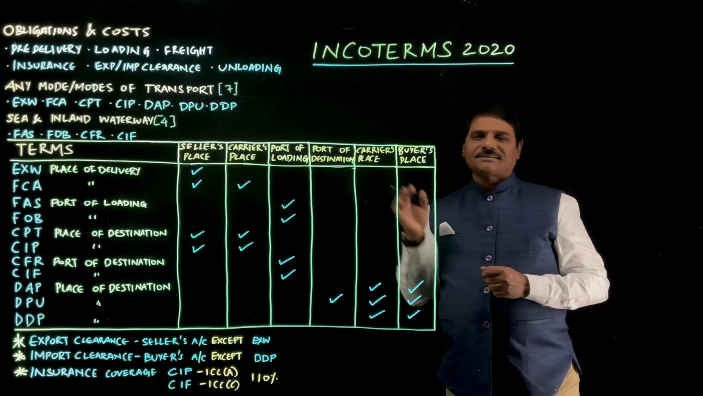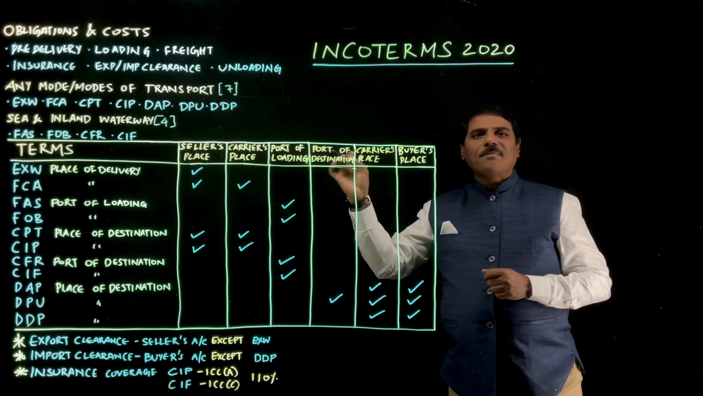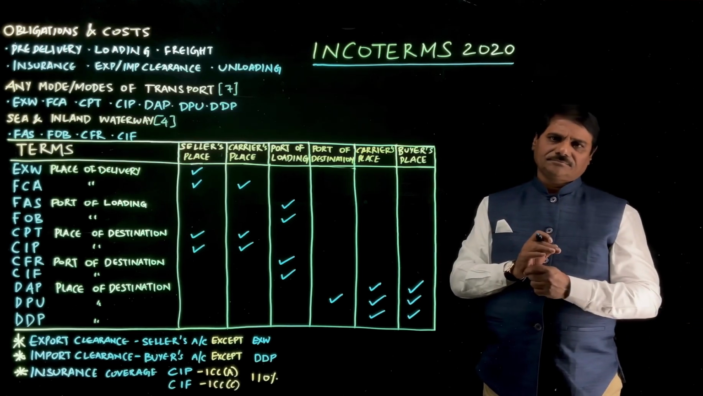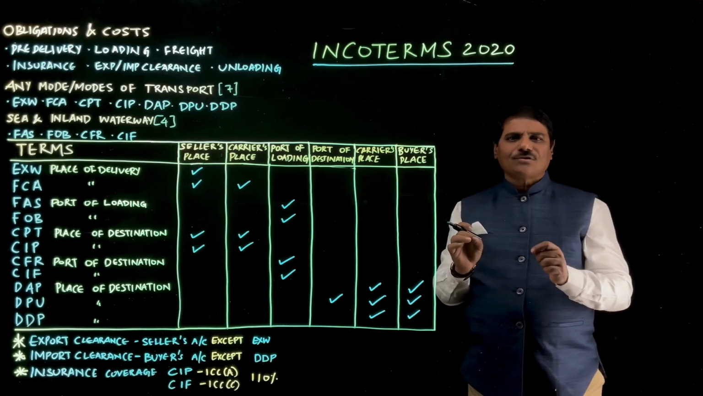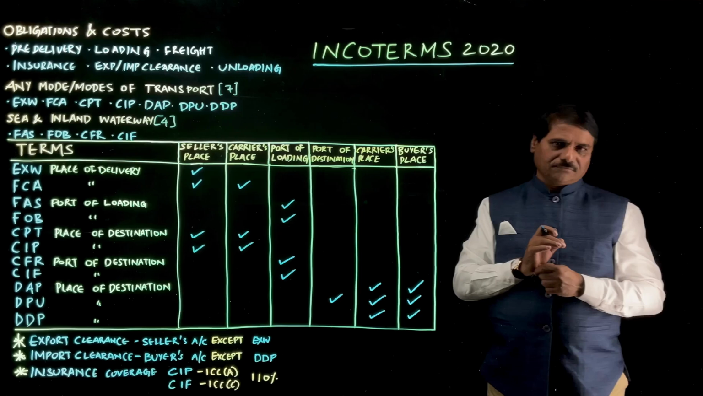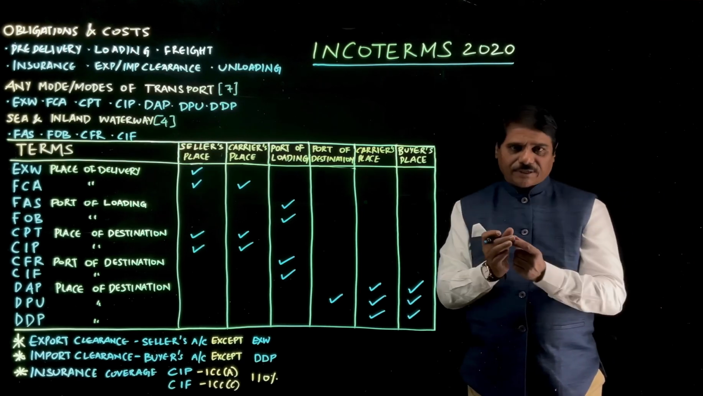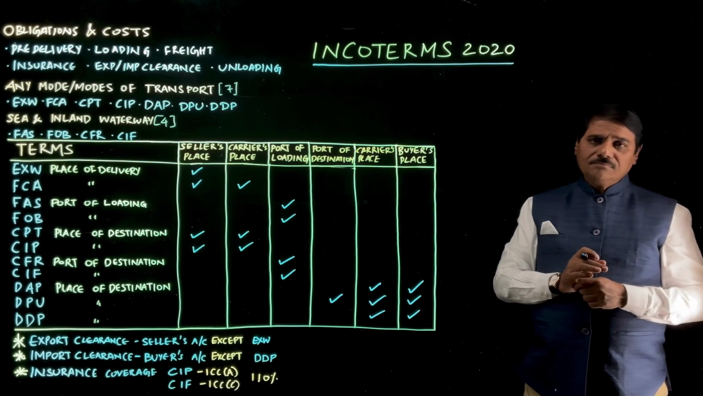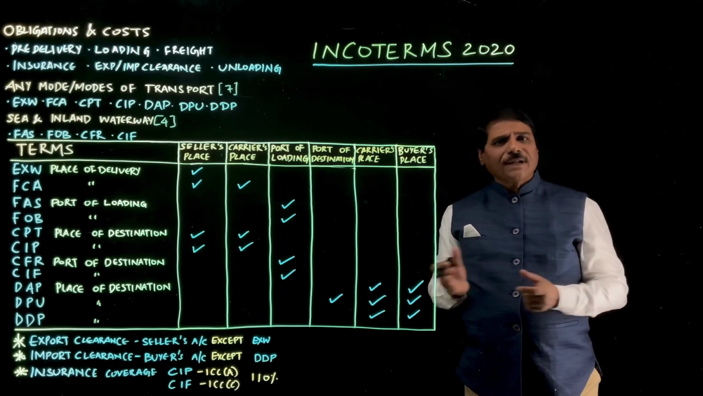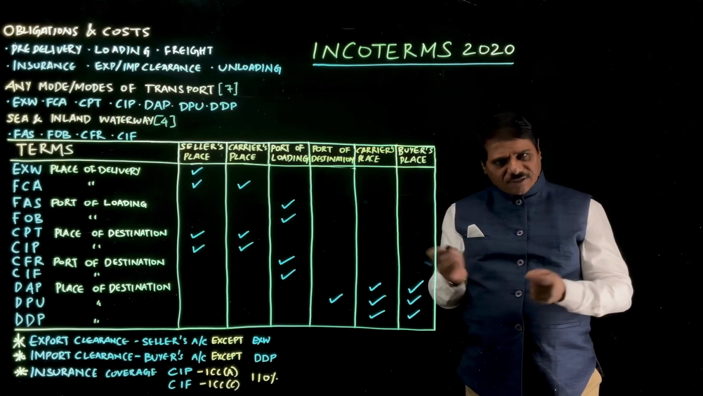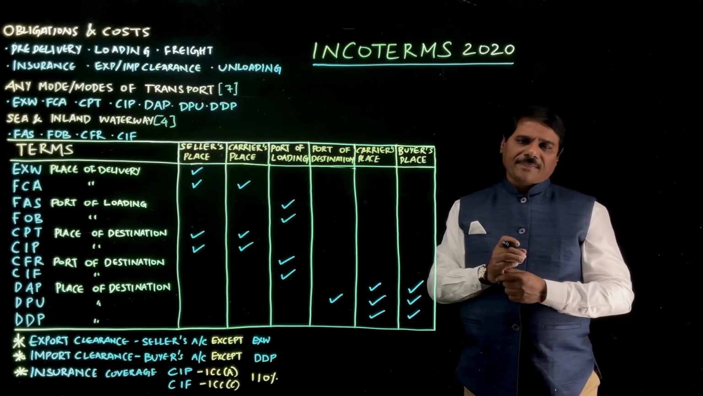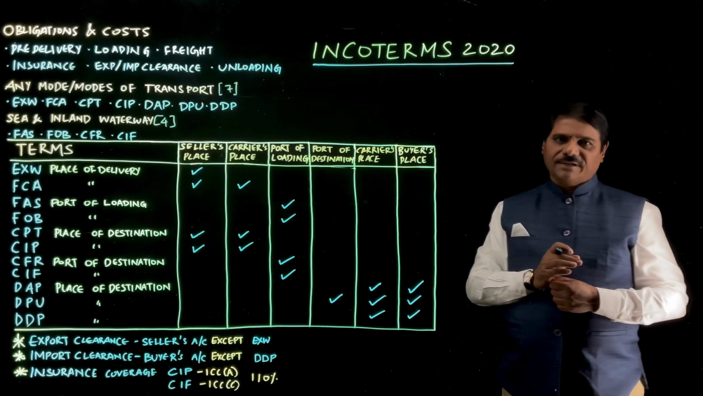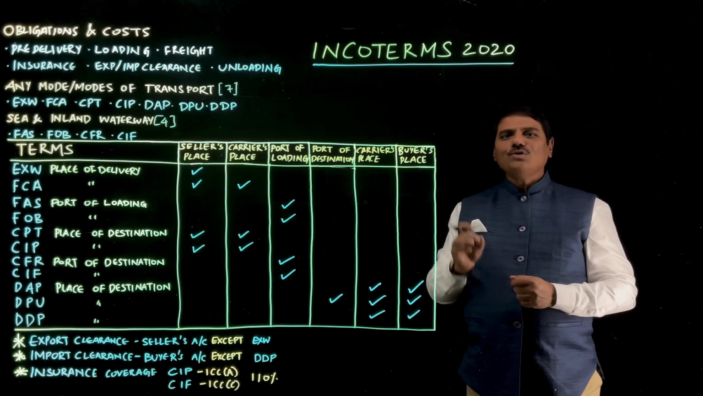Suppose you write Ex Works, Hyderabad warehouse. Hyderabad is a big place, so always you have to specify the exact location. And in that particular location, if you know the exact point of delivery, you may have a big complex of warehouses with a lot of shutters. If you know the exact point of delivery, you can specify that as well. So you have to be specific.